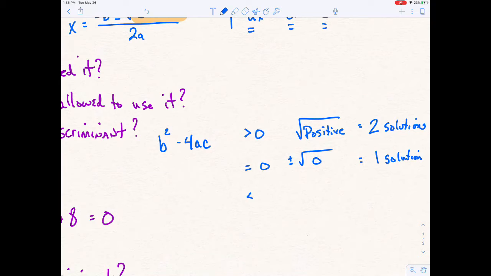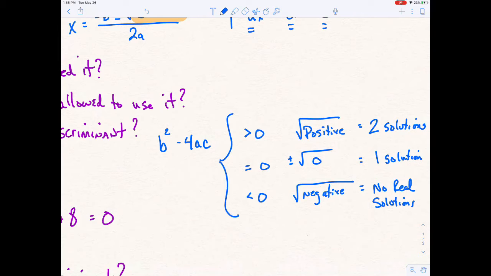And if you have a discriminant that is less than 0, which would be negative, then what we'll say is that you have no real solutions. One more time, there are solutions. They might be negative, they might be imaginary, but if you see a negative at this point in time, this is what the discriminant does for us.